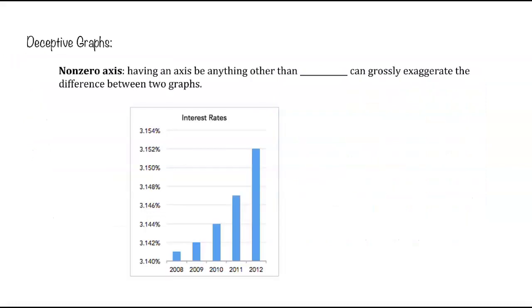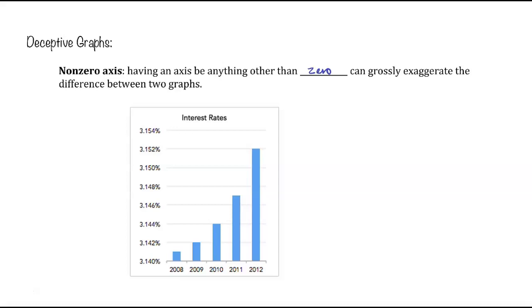Unfortunately, there are many ways to be deceptive with our graphs. One very common way to deceive the reader is to have a non-zero axis. This is where we have an axis that is anything other than 0, which can completely exaggerate the difference between two graphs. Take a look at this graph below. The horizontal axis corresponds to years, and the vertical axis corresponds to interest rates.